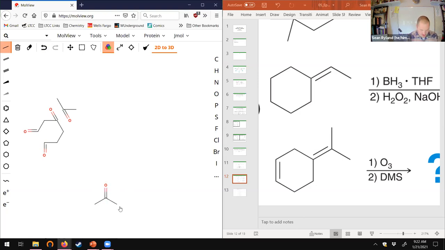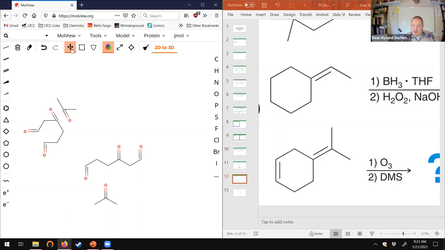So we wind up making, here's one of our products. Our other product winds up being six carbons in a row with an aldehyde on each end and then a ketone in the middle as well. So now that we have that drawn, we can say, okay, 1, 2, 3, 4, 5, 6, and then add our oxygens, and our pi bonds. So those would be our two products that we would get here, right?